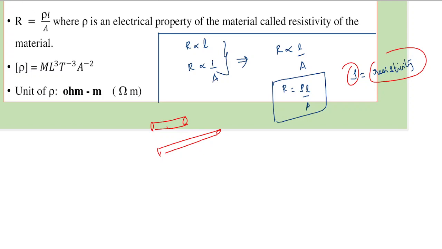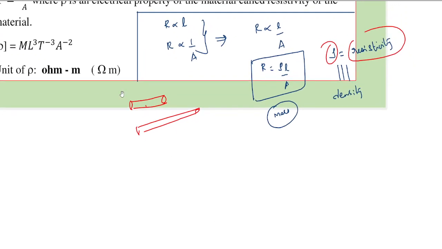It is something like density and mass. Think of a material whose density will not change at all, but its mass will change. Similarly, you can think of resistivity to be something like density, while the resistance is something like mass. If we rewrite this, then from here we get rho is equal to RA by L. This is the form for resistivity. Again, keep in mind that resistivity doesn't depend on these factors. It is constant for a given material.